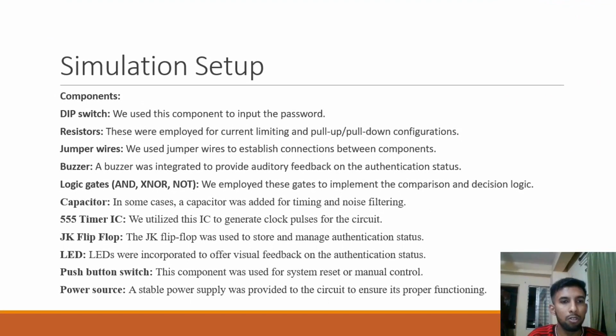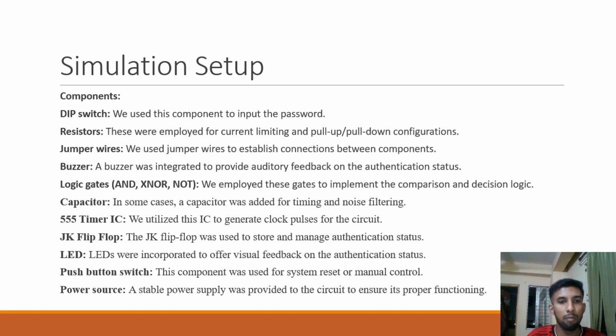So here in the simulation setup, we have used components which are DIP switch, resistors, jumper wires, buzzer, logic gates, capacitor, 555 timer IC, JK flip-flop, LED, push button switch, and in the last part, the power source. The DIP switch was used to take the input of the password. The resistors were employed for current limiting and pull-up, pull-down configurations.